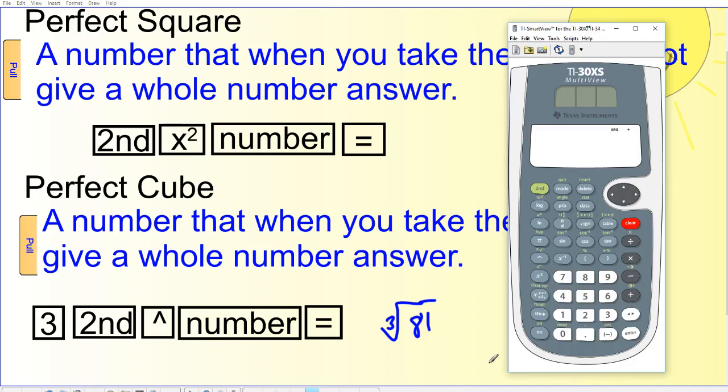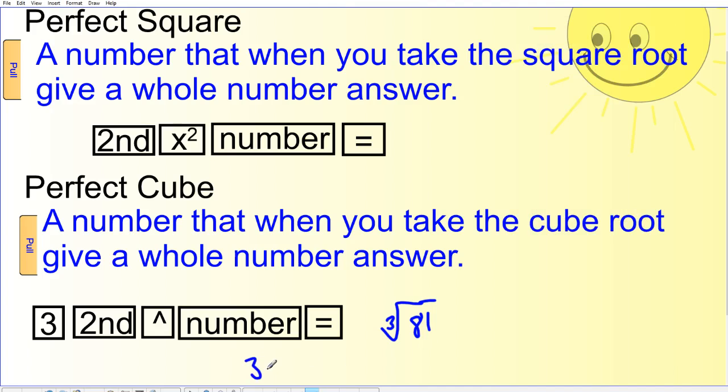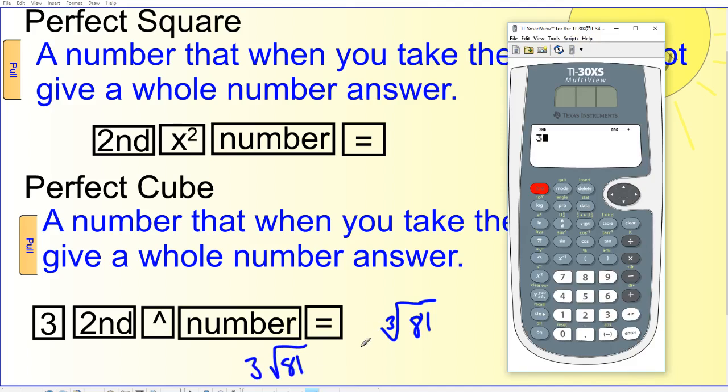So on my calculator, here's what we have to hit. We're going to hit 3 second, and not this x squared button. If we did that, what we're actually doing is 3 times the square root of 80. We don't want that. This is going to give us 2 different answers. We need to basically have this 3 inside the square root.